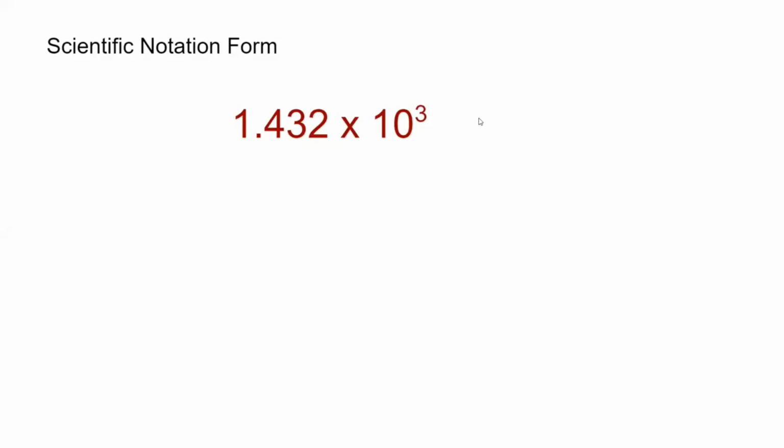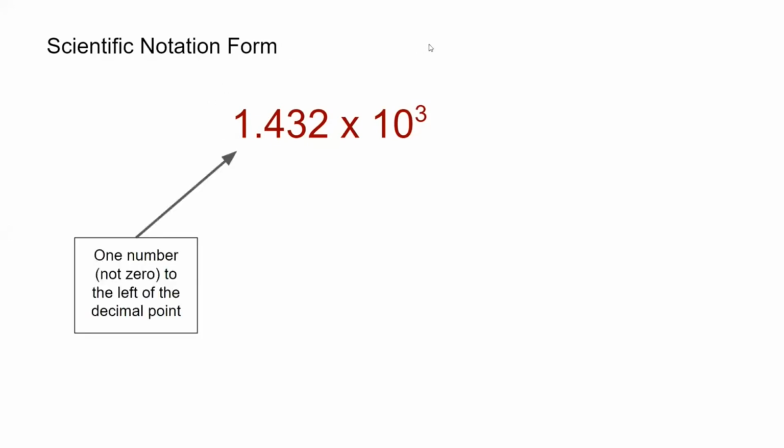1.432 times 10 to the third. So what are the characteristics that we're looking for in scientific notation? The first is that we only have one digit to the left of the decimal point. In this example, we have a 1. It needs to be something between 1 and 9, but not 0. So that is a key characteristic.